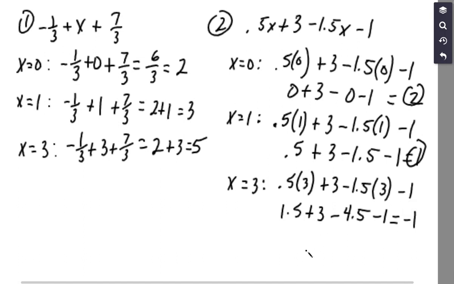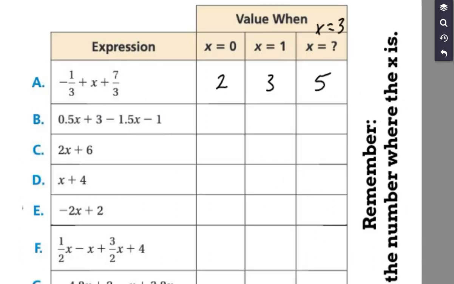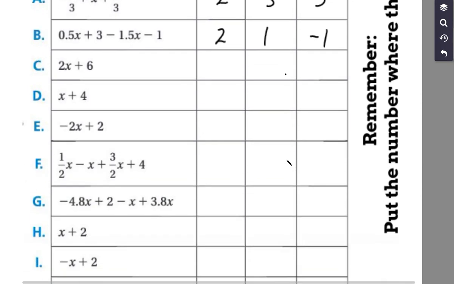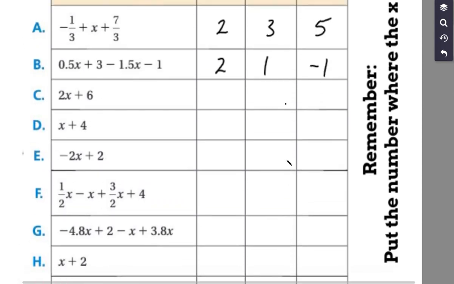Okay. All right, so we're going to take those values, 2, 1, and in my case, negative 1. We're going to put that in our table. So it's going to be 2, 1, and then I got negative 1 when I evaluated that. Okay, so I want you to work with a partner and finish the rest of this table on your own by plugging in those values.